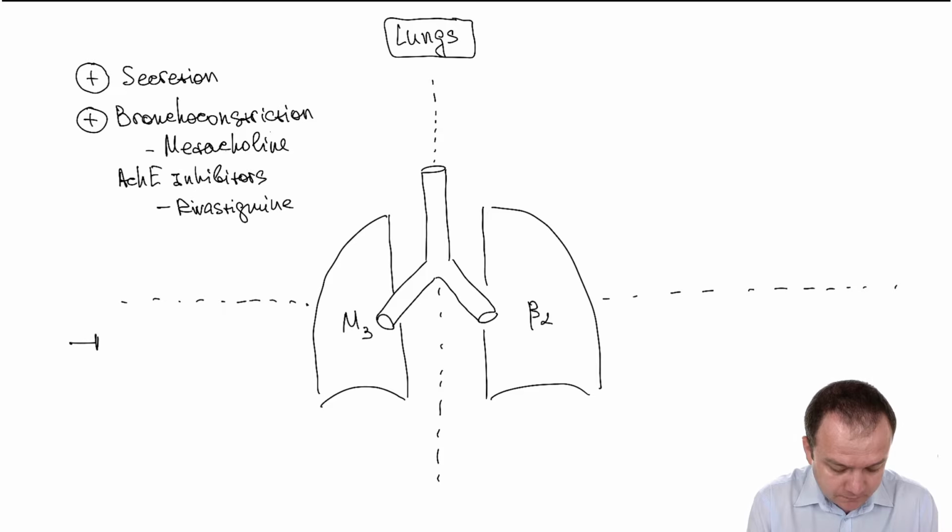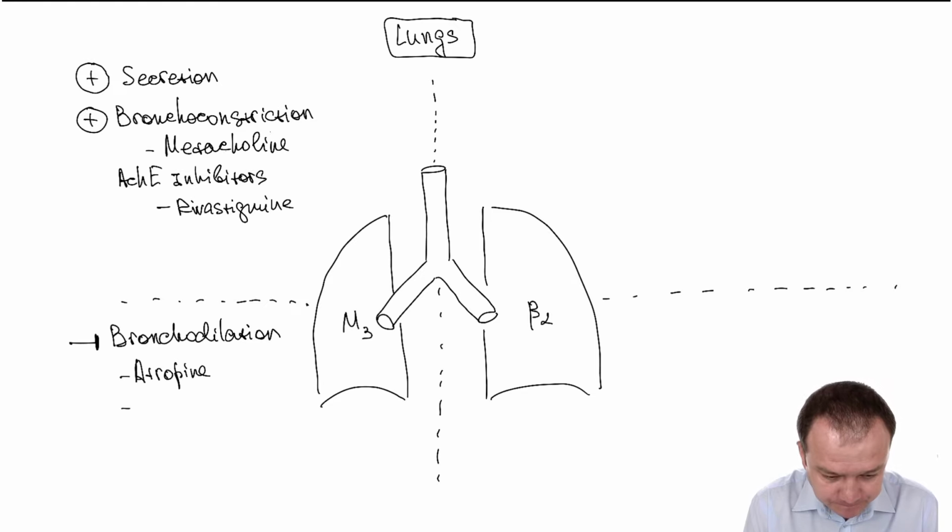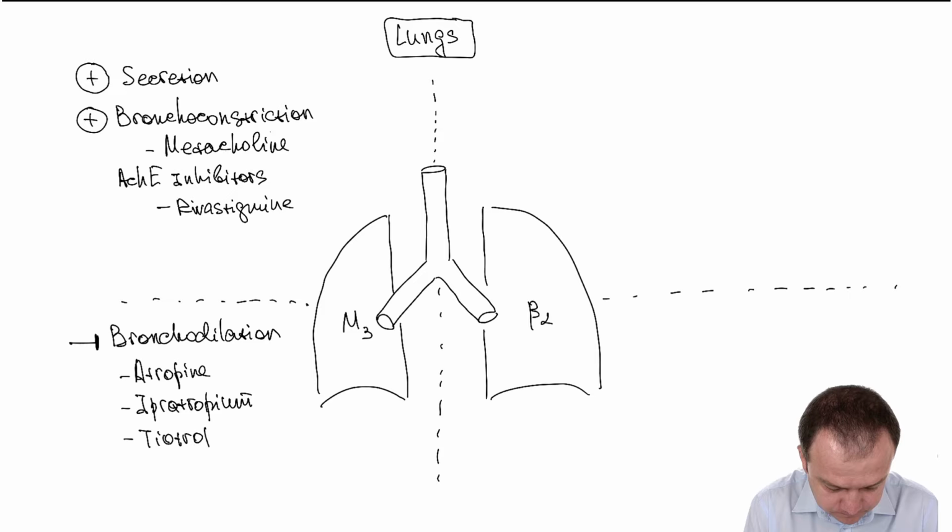Blockade of M3 receptors causes bronchodilation. What kind of medications? Let's say atropine as a prototypic agent, and let's say ipratropium and tiotropium bromides. And also blockade of M3 receptors inhibits secretion.